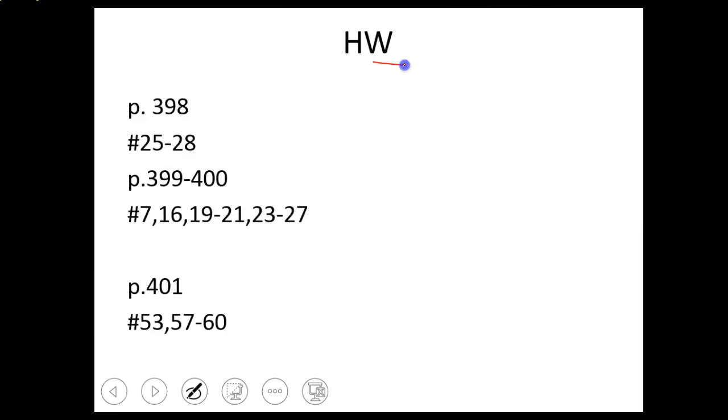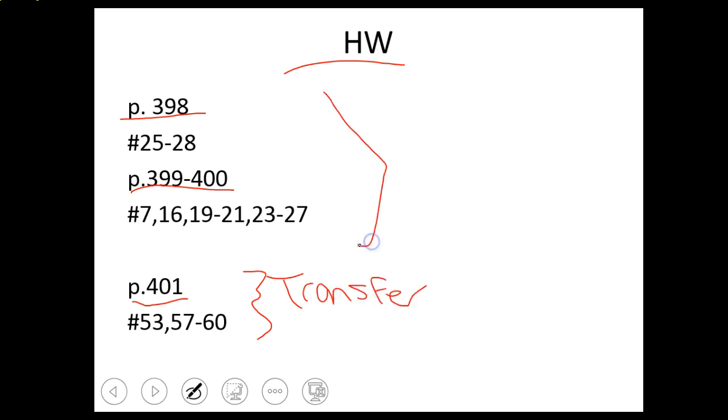All right, which brings us to your homework. Page 398, you have a couple of conceptuals. You've got some quantitatives there. And remember, this is all about heat transfer, which we talked about in the beginning. And then ideal gas processes, so gases.